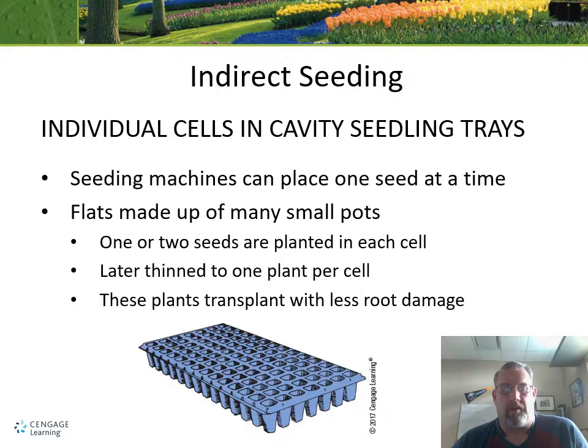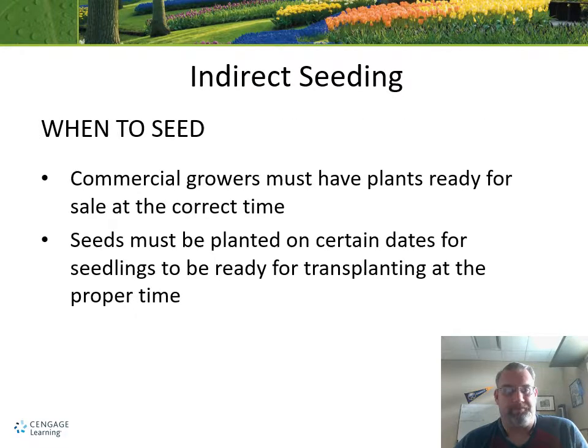So there's an example of the cells. So you had flats, now you have cells. I would consider them basically the same thing. You're going to put one seed in each of these cells. You're going to grow this until they get to a specific size, and then you're going to want to transplant these into a larger garden bed or a larger pot.